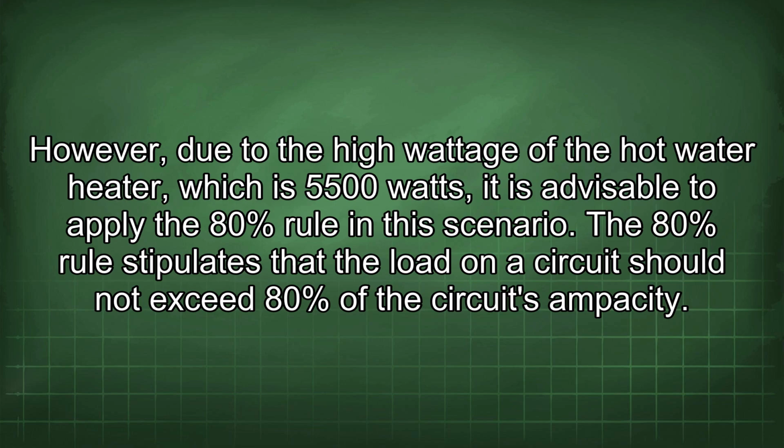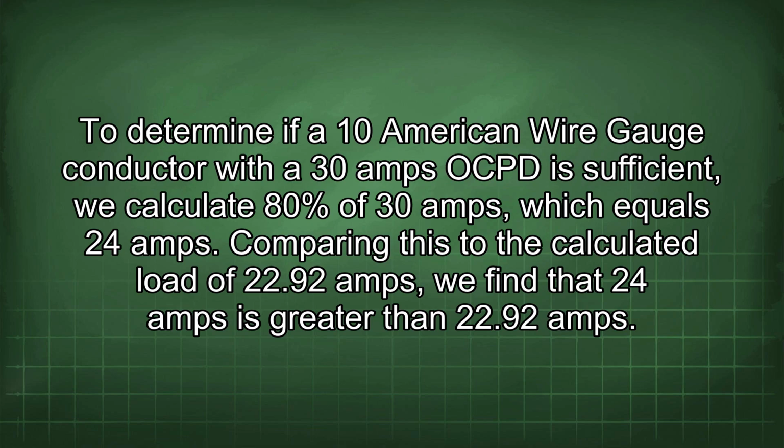However, due to the high wattage of the hot water heater, which is 5500 watts, it is advisable to apply the 80% rule in this scenario. The 80% rule stipulates that the load on a circuit should not exceed 80% of the circuit's ampacity. To determine if a 10 American wire gauge conductor with a 30 amp OCPD is sufficient, we calculate 80% of 30 amps, which equals 24 amps. Comparing this to the calculated load of 22.92 amps, we find that 24 amps is greater than 22.92 amps.